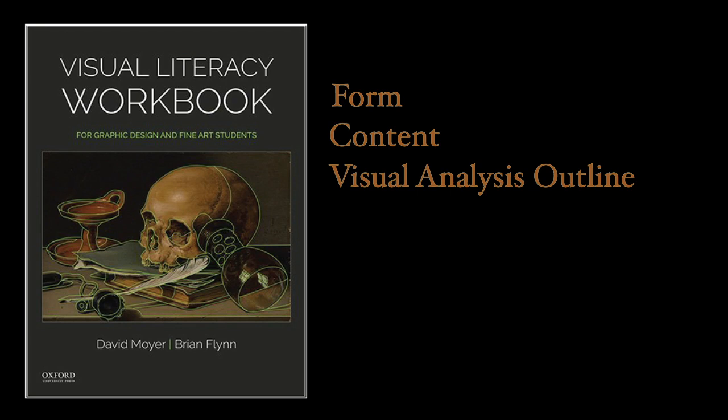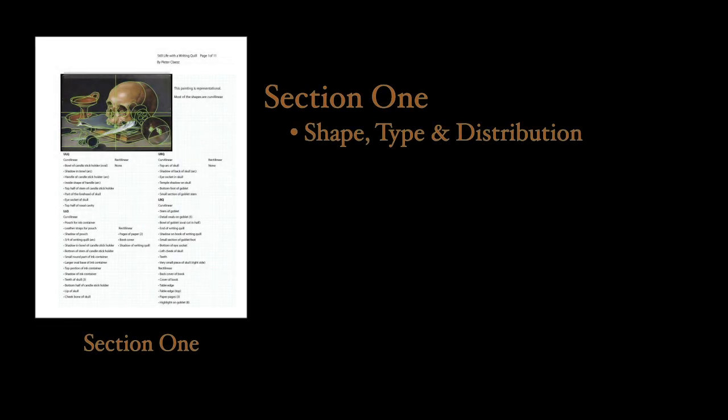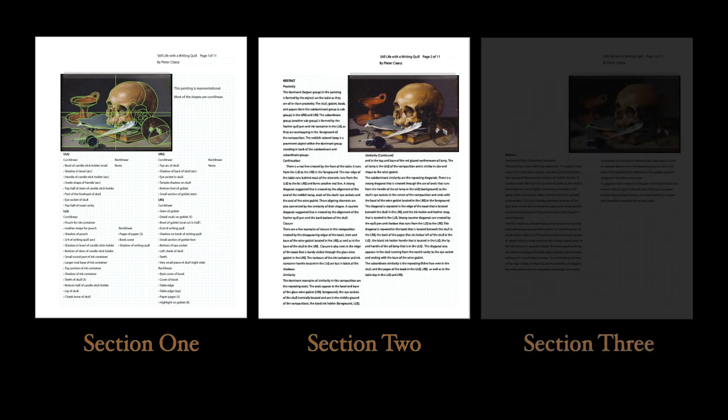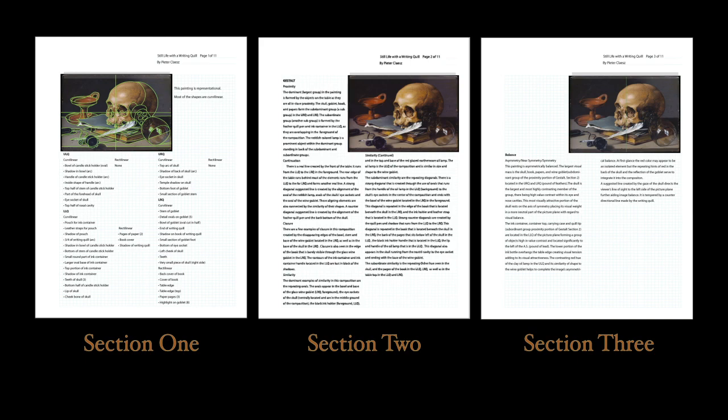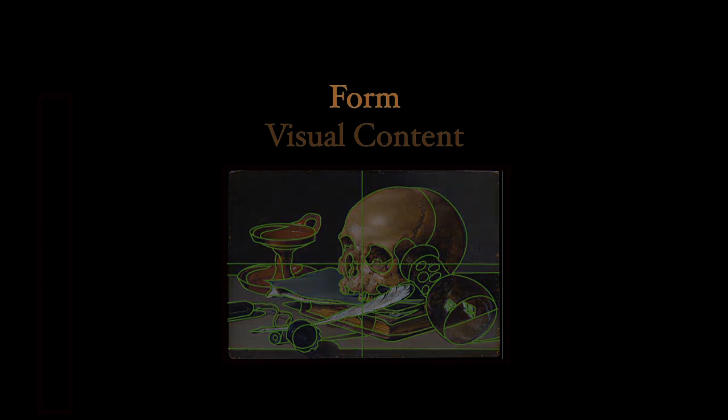Students are assigned images to analyze, starting the analysis outline with Section 1, Shape, Type, and Distribution. A new image is assigned each week, cumulatively adding analysis outline sections. By way of example, the students explore Analysis Section 1 in the first assigned image, Analysis Sections 1 and 2 in the second assigned image, Sections 1, 2, and 3 in the third assigned image, and so forth. The analysis progresses through the categories of form to visual content. The different categories of form are covered in depth in each visual analysis section.